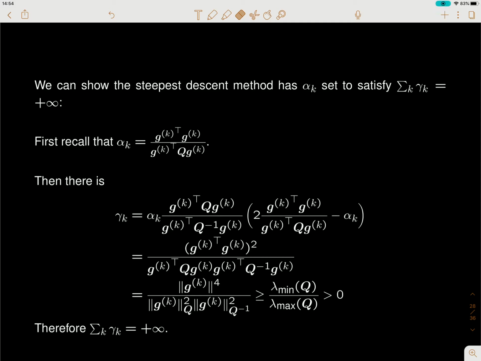Okay, today we are going to continue the discussion on the convergence of the steepest descent method. So recall that the steepest descent method iterates as follows. We suppose we are given the previous point, which is called xk. We want to compute the next one, which is xk plus 1, using this formula.